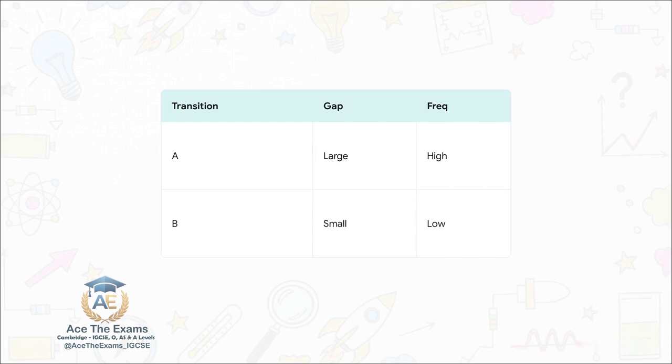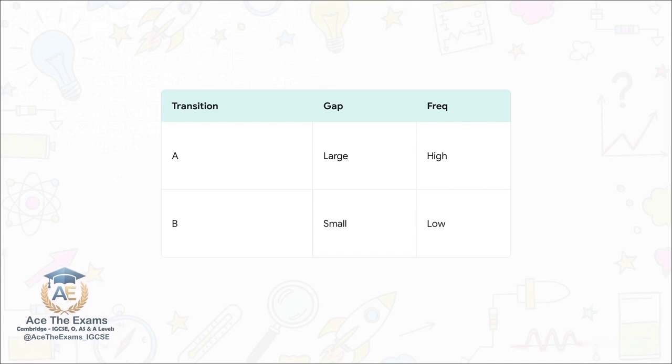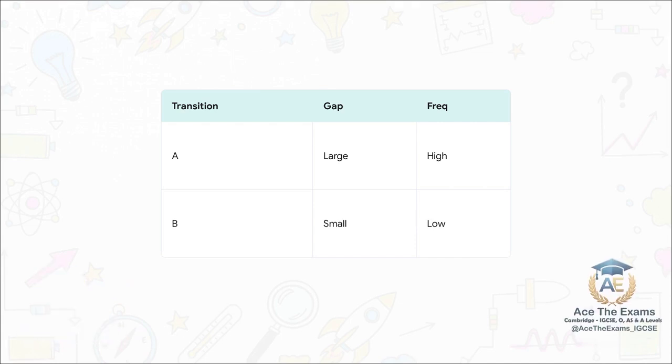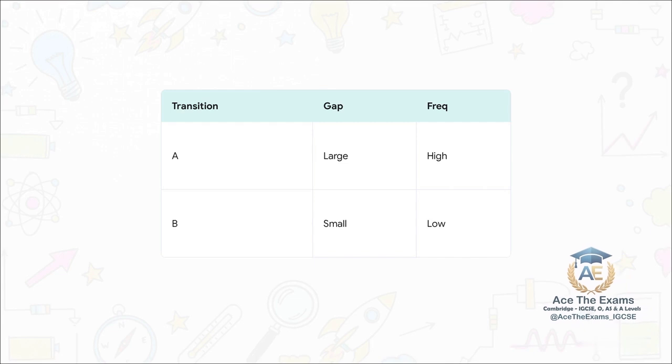Since h, Planck's constant, is a fixed number, the frequency f must be directly proportional to the energy gap, right? The larger the transition gap the electron falls through, the higher the frequency of the emitted photon. Spotting this trend instantly gives you the analytical framework required to absolutely crush the subsequent questions.